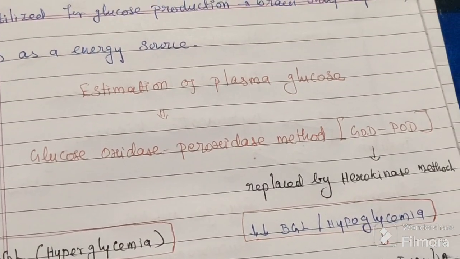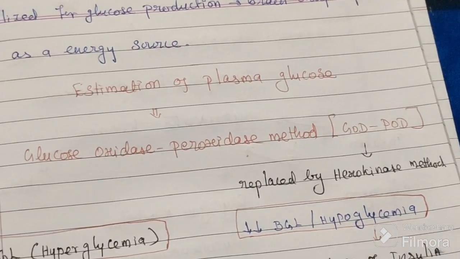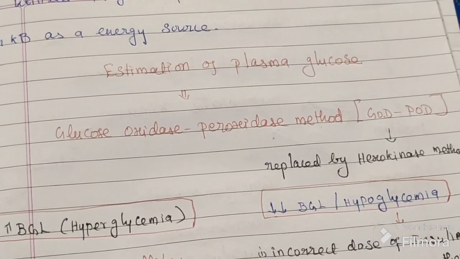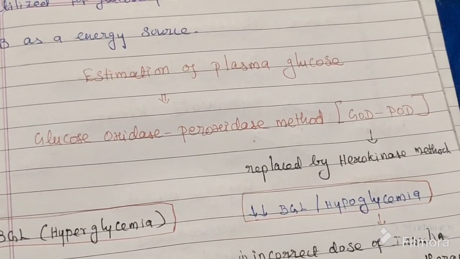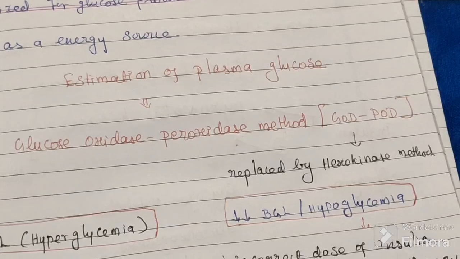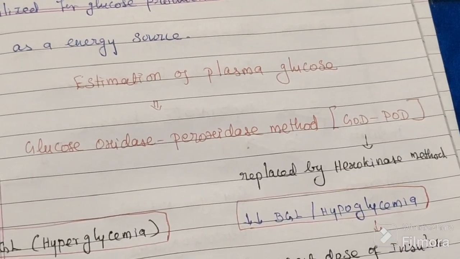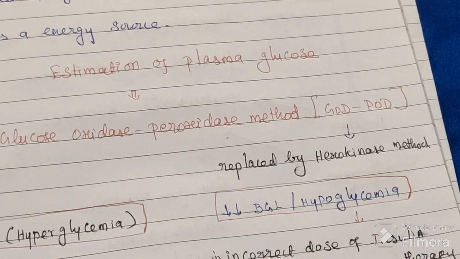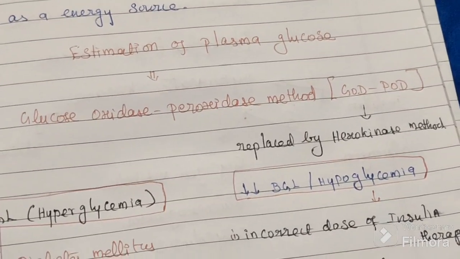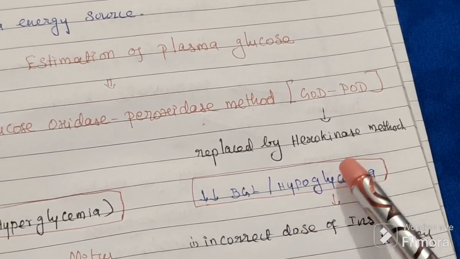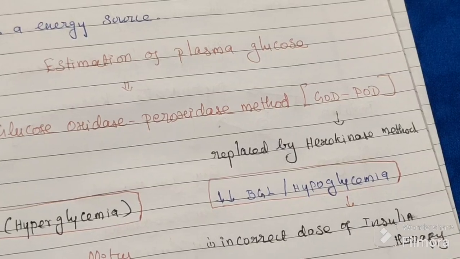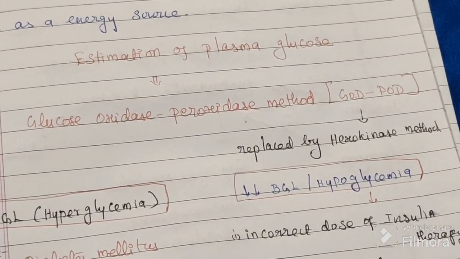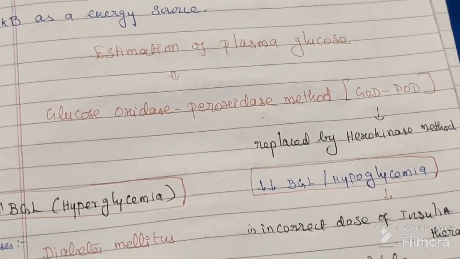Next, estimation of plasma glucose. Mainly it is done by the glucose oxidase peroxidase method, the GOD POD method. Nowadays it is replaced by the hexokinase method in many institutions. So the GOD POD method is important.